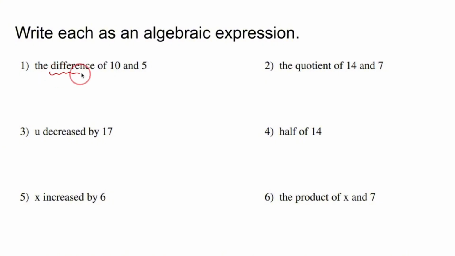So difference means minus. You have 10, you have 5. The difference of 10 and 5 means 10 minus 5, like that. The quotient means divided by. The quotient of 14 and 7 means 14 divided by 7.